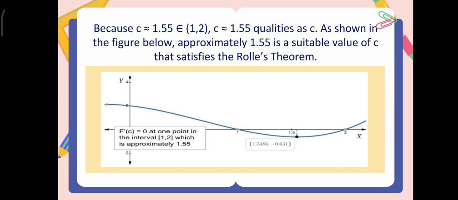So as shown in the figure below, approximately 1.55 is a suitable value of c that satisfies Rolle's theorem. So f prime of c is equal to 0 at one point in the closed interval 1, 2, which is approximately 1.55. Okay, do you have any questions? You may leave it in the comment section.